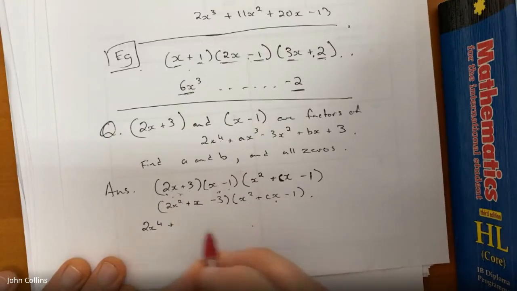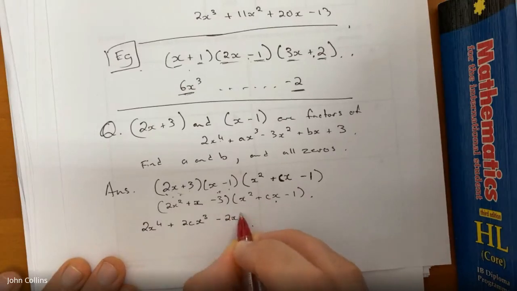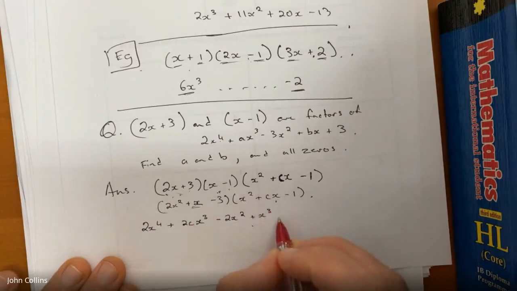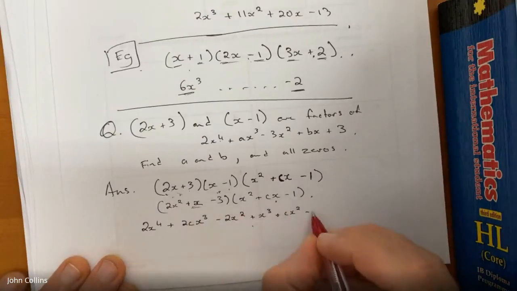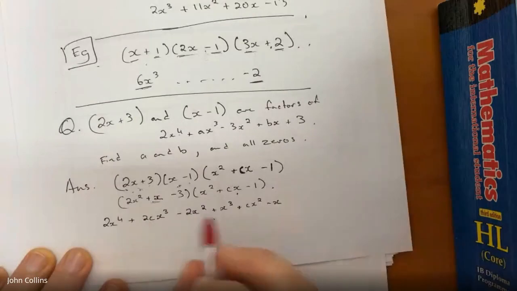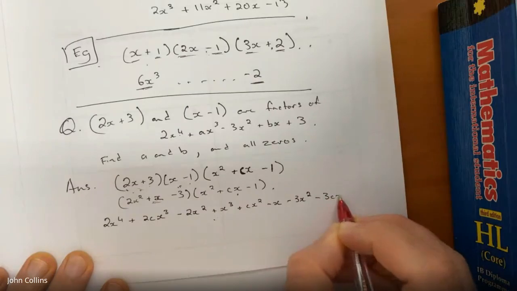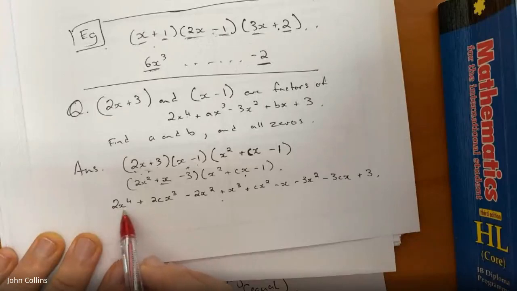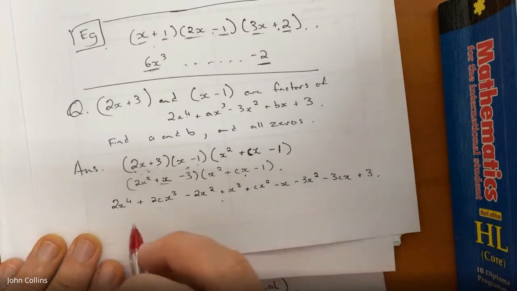2x squared times that. Now I'm going to multiply by x. Now I'm going to multiply with minus 3. Well, happy enough so far because I have a 2x to the 4 and a plus 3 at the end, which is what I want. These middle terms, I combine my like terms.